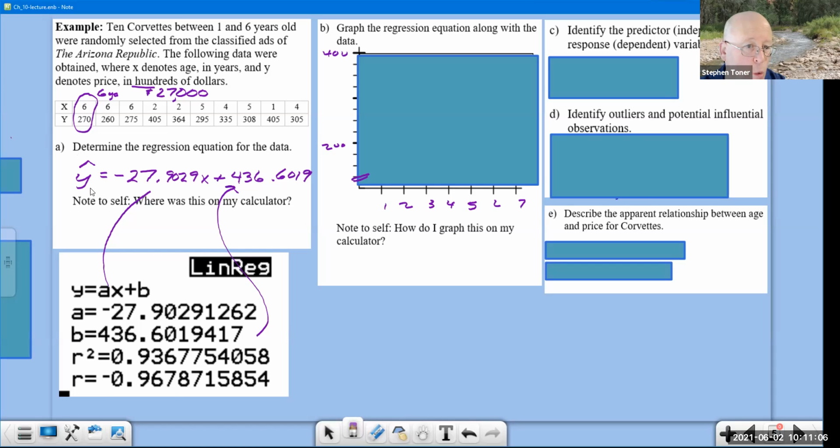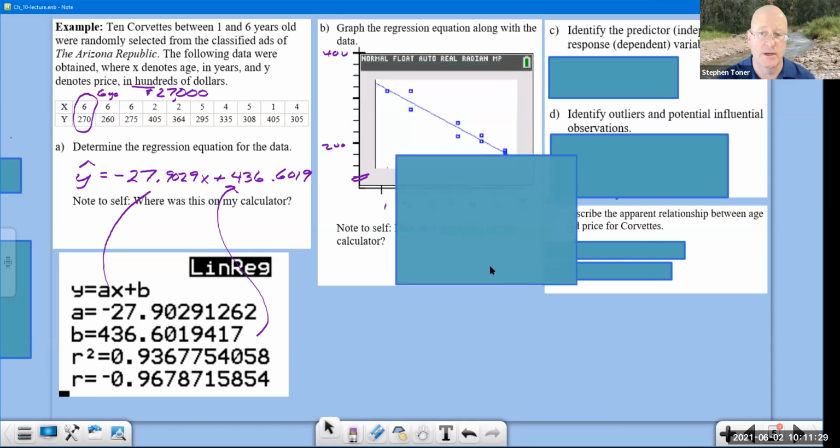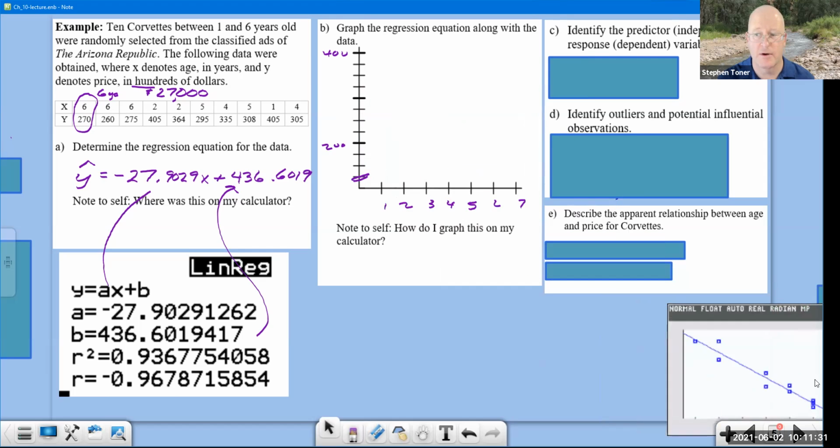Notice I wrote this as y hat. This is actually a sample regression line based upon our sample data. And we use a sample regression line to make a prediction about the population regression line. Now we will talk about the r squared and the r a little bit later. The next thing we would do is deal with the graph.